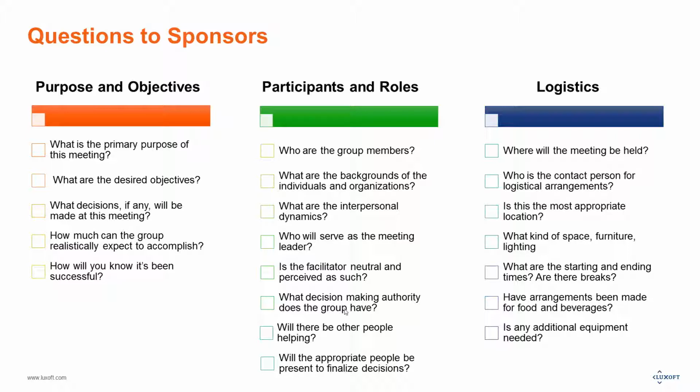What decision-making authority does the group have? To what level of decisions can the group come? What decisions can be made by this group of people? Will there be other people helping? For instance, for our trainings in Luxor, there are always ladies from the help desk. They're making coffee breaks for us, so these people can help you, and you should know about it.